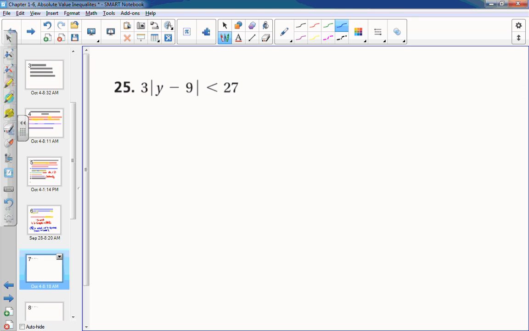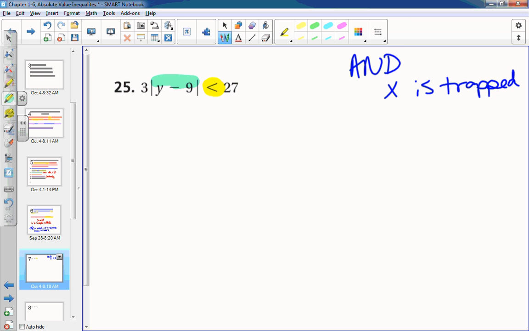3 times the absolute value of y minus 9 is less than 27. Now, this is going to be a less than statement. Would you agree with me? With the less than statement, this means that I have an and compound inequality. That means x is trapped. Okay? What we're going to do first is we are going to isolate this absolute value.